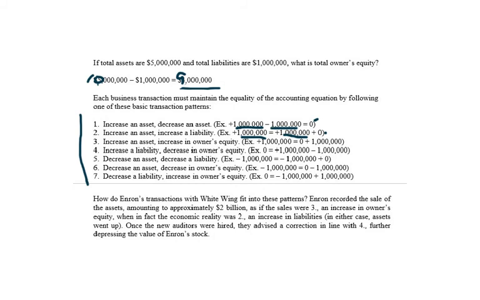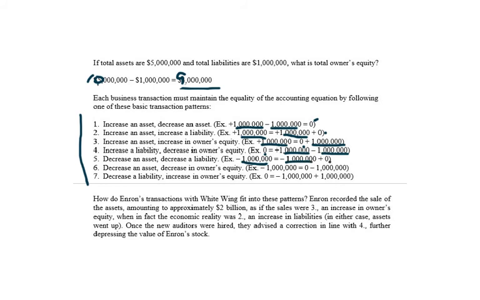Increase in asset, increase in owner's equity. So same basic pattern here, except now you'll notice the static element is our liabilities. Increase of liability, decrease owner's equity. So we have no change in assets, but we're going to increase our liabilities by $1 million while decreasing owner's equity by the same amount, $1 million. 5th one, decrease in asset, decrease in liability. So again, assets going down, liabilities going down, owner's equity remains constant.